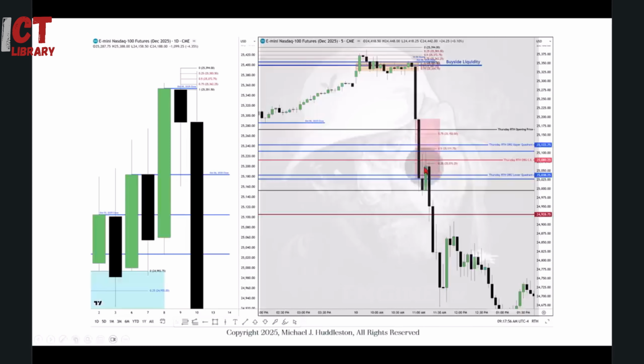Volume imbalance. Volume imbalance. This is what? Suspension block. Halfway point, consequent encroachment, it can't even reach that. And the bodies are staying below what? Thursday's regular trading hours opening range gap, consequent encroachment, midpoint level. It can't even muster the strength to come back and kiss it with its bodies. It's weak. It's heavy.